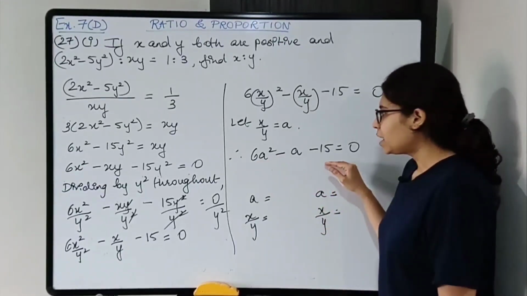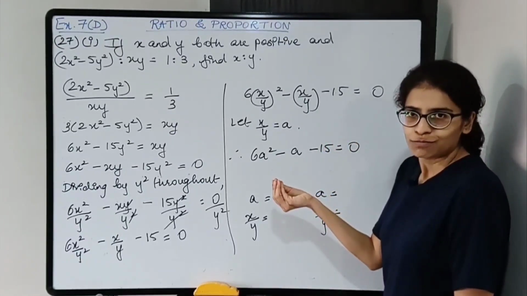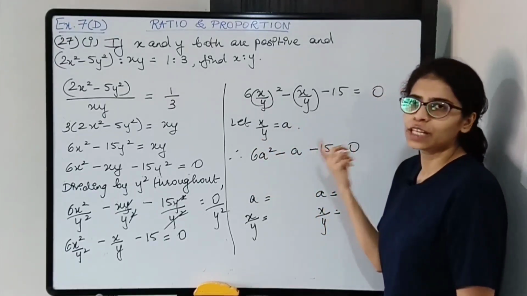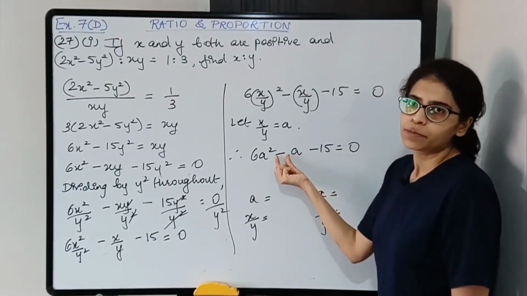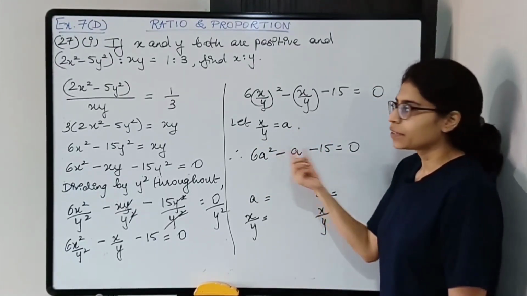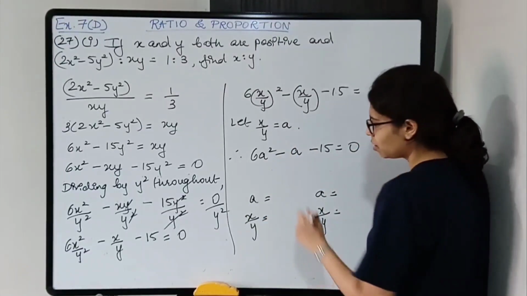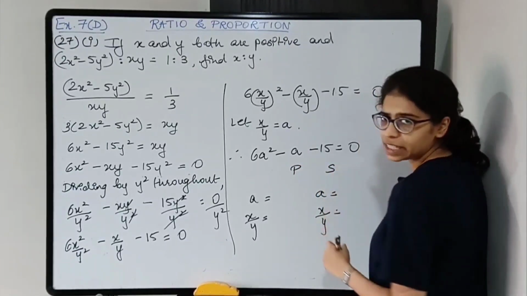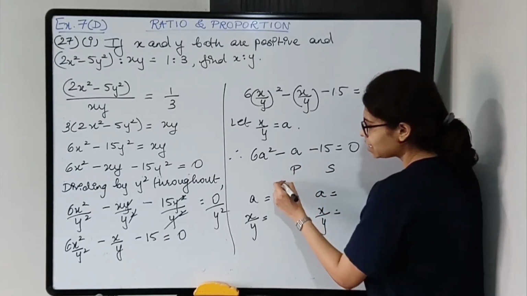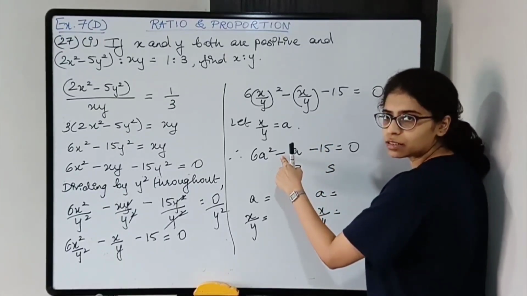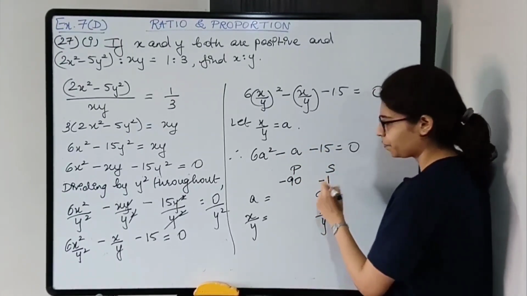Now here you have to solve in the same way. Alright, same method. You will split the middle term. 6 into minus 15 is minus 90 and the sum is minus 1. So check the previous method for this, please students. I am not explaining again. The product will be minus 90, 6 into minus 15 is minus 90, and the sum will be minus 1.